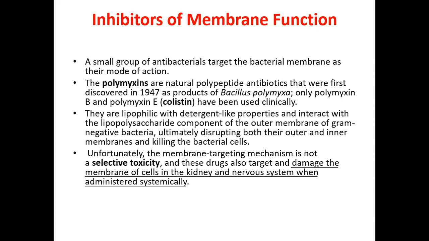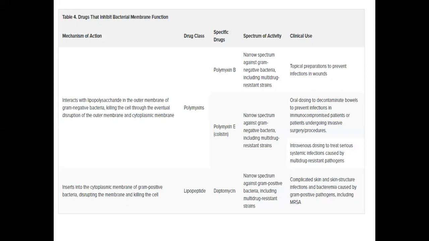Unfortunately, the membrane-targeted mechanism has no selective toxicity, and these drugs also target and damage the membranes of cells in the kidney and nervous system when administered systemically. That's why it is necessary not to administer this drug systemically, only locally. Okay. So the target of polymyxin is lipopolysaccharide, some lipids in the membrane of gram-negative bacteria.